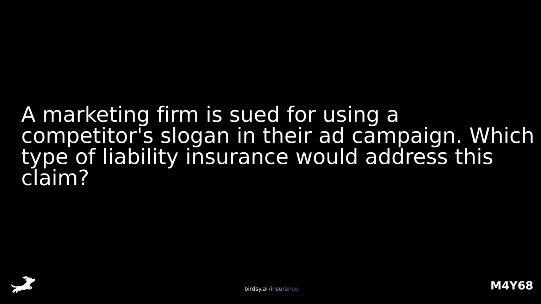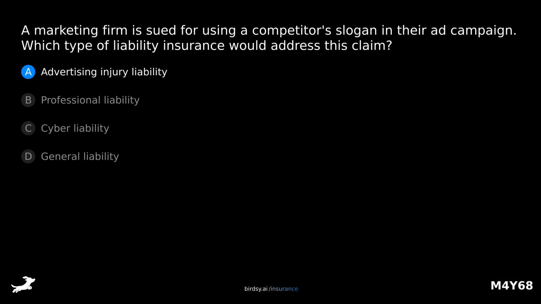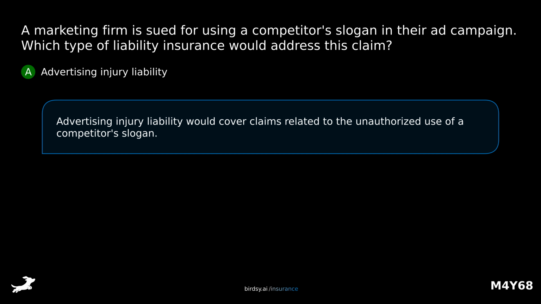A marketing firm is sued for using a competitor's slogan in their ad campaign. Which type of liability insurance would address this claim? Is it A, advertising injury liability, B, professional liability, C, cyber liability, or D, general liability? The answer is A, advertising injury liability. Advertising injury liability would cover claims related to the unauthorized use of a competitor's slogan.